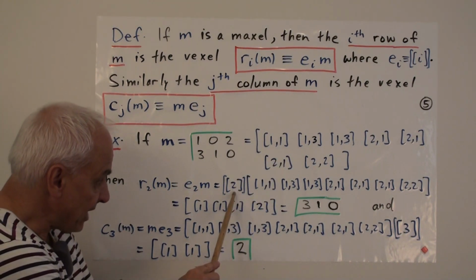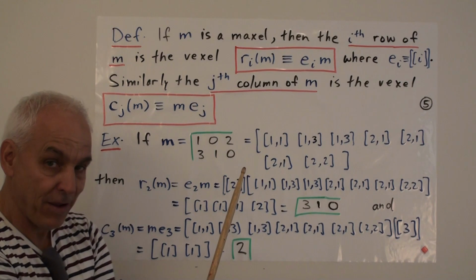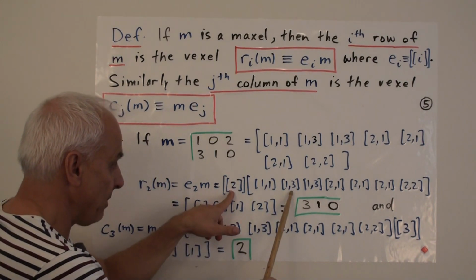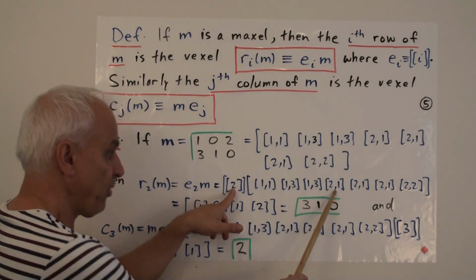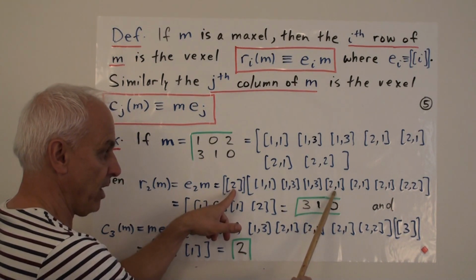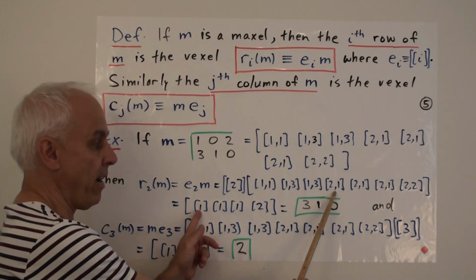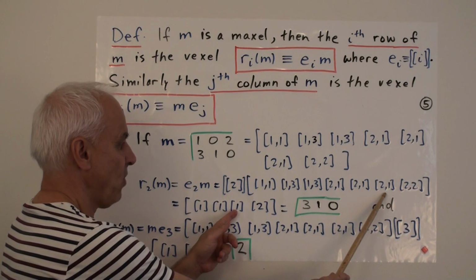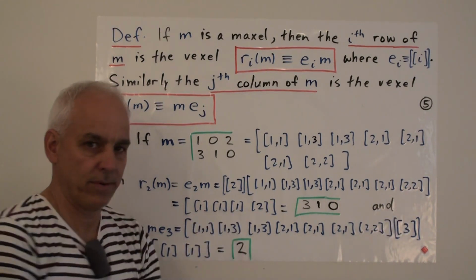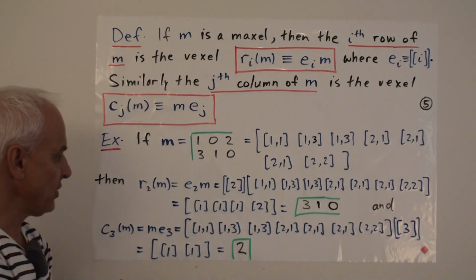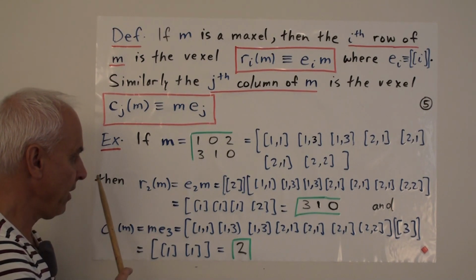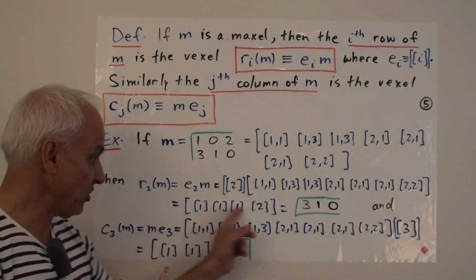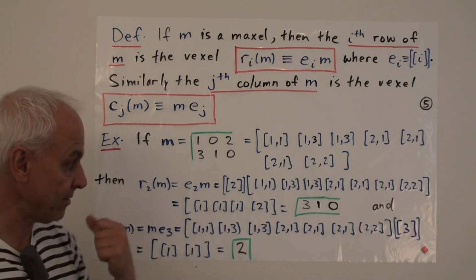When we multiply this singleton 2 with this pixel 1, 1, we get emptiness because this 2 and this 1 do not agree. Similarly, this product is empty, this product is empty. But this product is not empty because that 2 and that 2 agree. So the result is the singleton 1. Similarly here, we get the singleton 1, here we get the singleton 1, and here we get the singleton 2. So E2 times M is this vexel. It's a bunch of singletons, so it's a vexel.